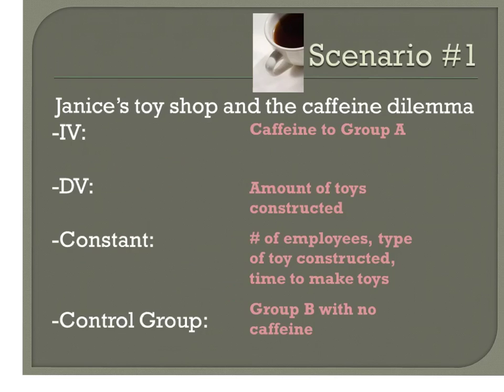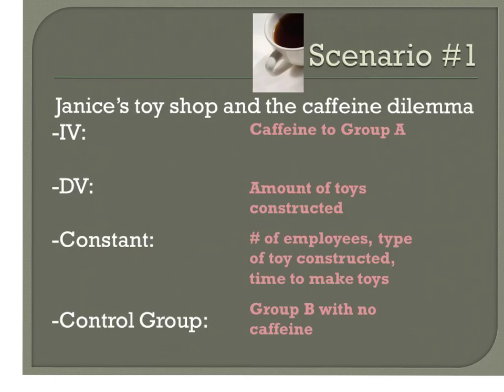Well, the independent variable is what she's in charge of changing. So in this case, she purposefully gave caffeine to Group A. Therefore, that is the independent variable. So that's what you'll be filling in your blank. The dependent variable is what she was expecting to change as a result of her manipulation. So she manipulated the caffeine, and she was expecting to see a difference in how many toys were constructed based on which group got the caffeine, which group didn't.